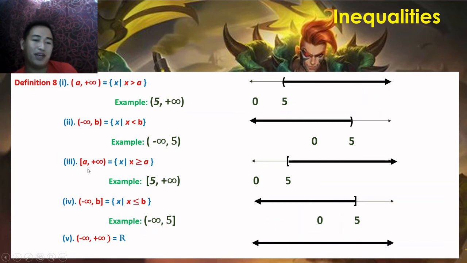Okay, number 3. It is the same as the class above, number 1, but this time 5 is included. 5 is included among the points. Then number 4 is the same as number 2, but 5 is now included in the interval, because it is less than or equal to B. 5 is allowed. Then this last one, negative infinity to positive infinity, is the set of real numbers, so that is how it is drawn. All real numbers are included.